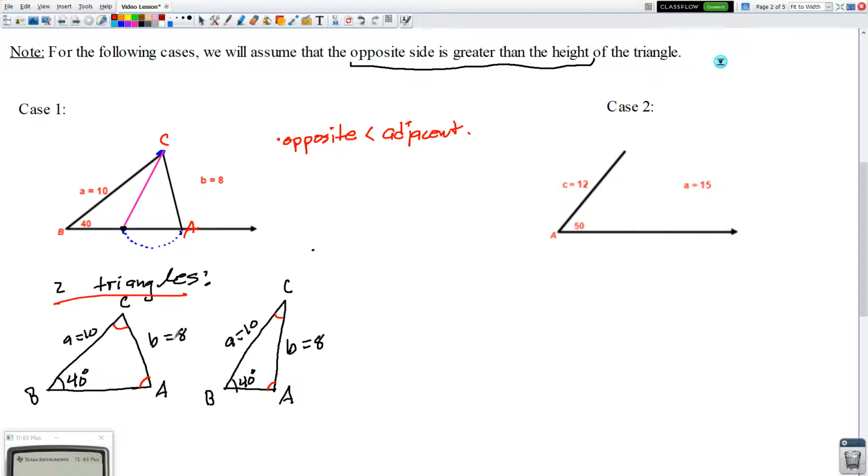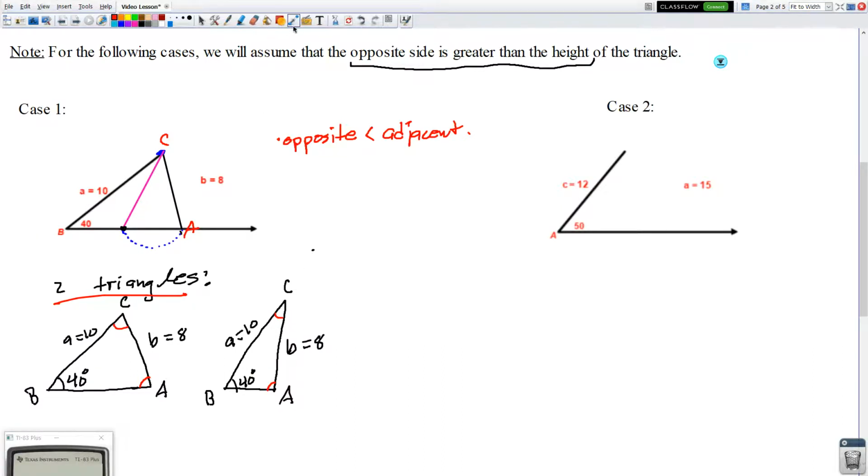Because yes, we might still have the same side and angle, but if you just take a look, the angles are not exactly the same. So we might have different values for C if we compare the first triangle with the second triangle. So that's one thing to consider.